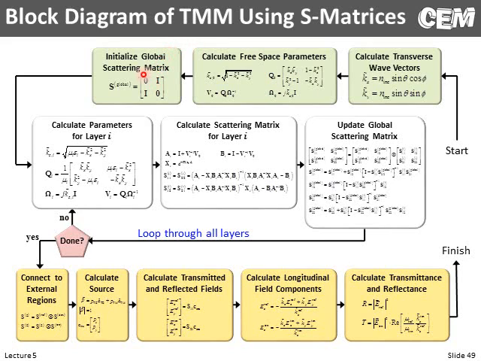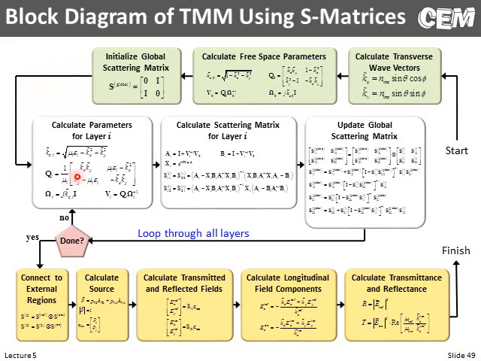Before we enter our main loop, we initialize our global scattering matrix. And while I'm writing it this way, really we're setting S11 to 0, S12 to the identity matrix, S21 to the identity matrix, and S22 to 0. Now we're ready to enter the main loop.